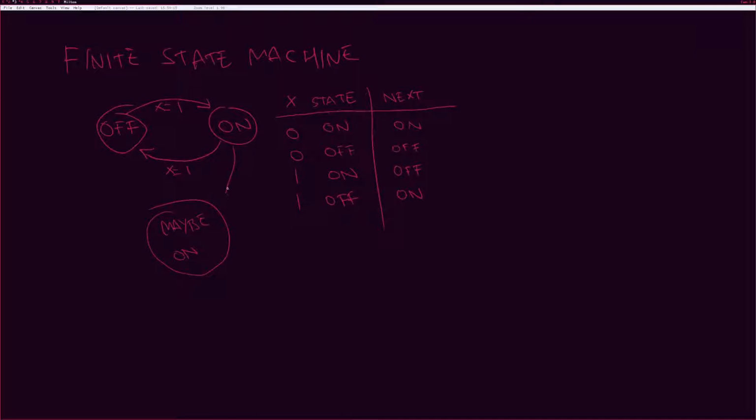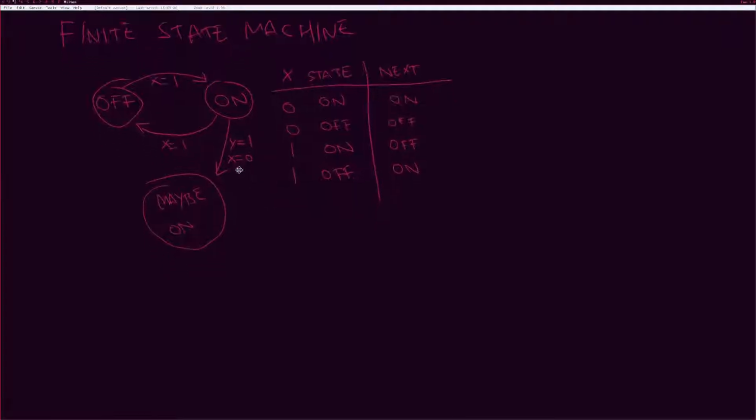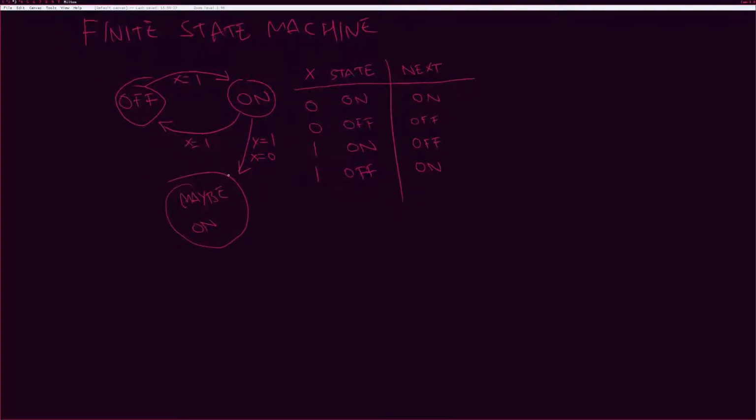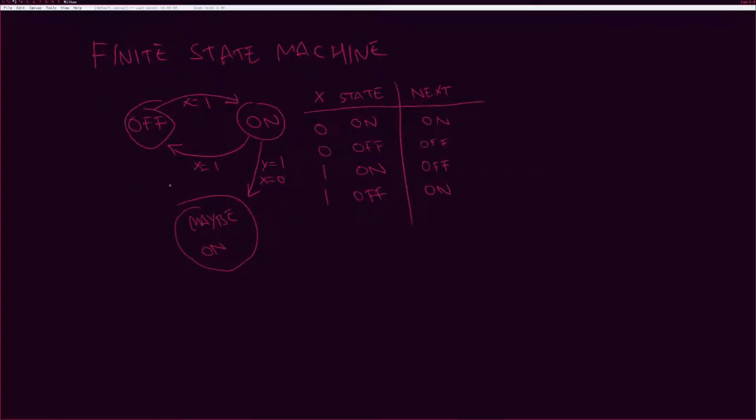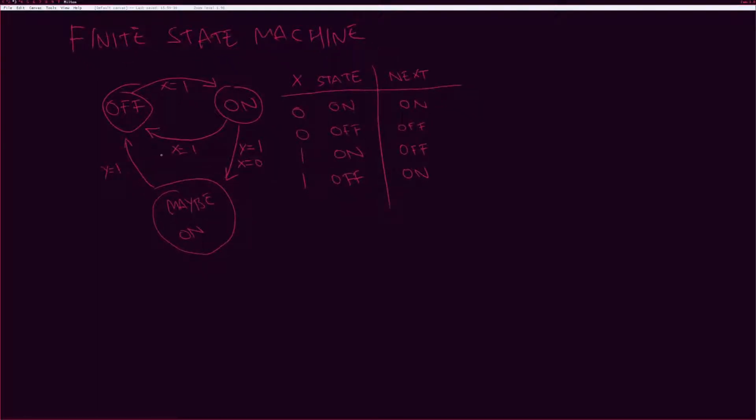And now we'll say that we're on and y is 1 and x is 0. Then we go to this maybe on. And if we're maybe on and y is 1 and it doesn't matter what x is, then we go to off. So now our table becomes a bit more complicated.